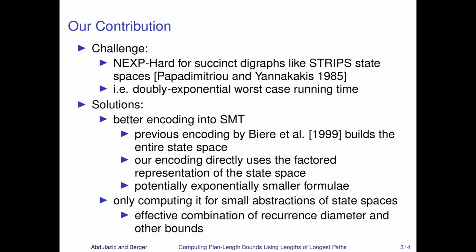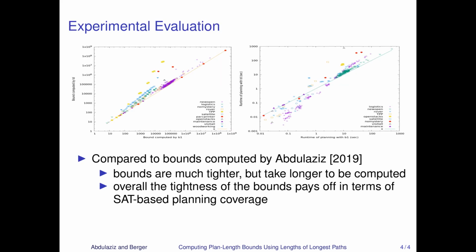Another contribution is that we devise a method that shows how to practically compute the recurrence diameter only for projections of planning problems that are small, and for other projections that are bigger, we compute other bounds other than the recurrence diameter, and then we show how to compose these bounds into a bound on the whole problem. So a given planning problem is divided into abstractions. For small abstractions we compute the recurrence diameter, for bigger ones we compute other bounds.